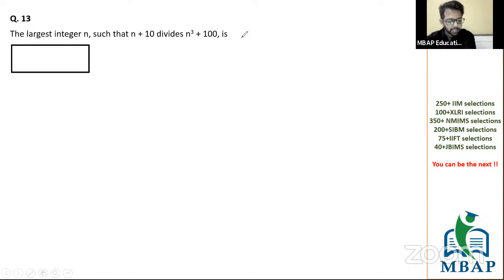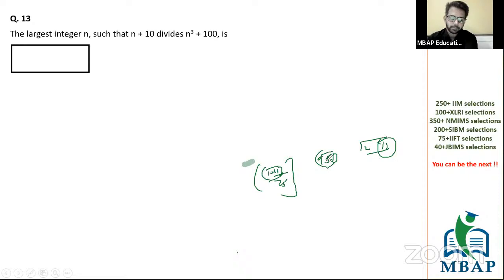Abhinav, as said, if you're aiming for 90 percentile, I'm going to give you the analysis of the quant paper. Out of 25, if you're able to solve 10 to 11 questions with more than 95 percent accuracy, just one question wrong, like 12 attempted, 11 right, very well, you'll be able to get 90 percentile plus in the paper.